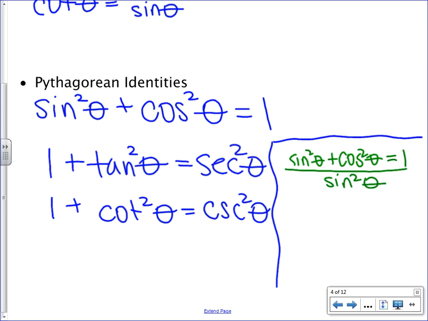What is sine squared divided by sine squared? What is cosine over sine? The same as cotangent. So cosine squared over sine squared is cotangent squared. And what is 1 over sine? Cosecant. So 1 over sine squared would be cosecant squared. So if you know this first one, you can get the second two, or you can just memorize all 3.